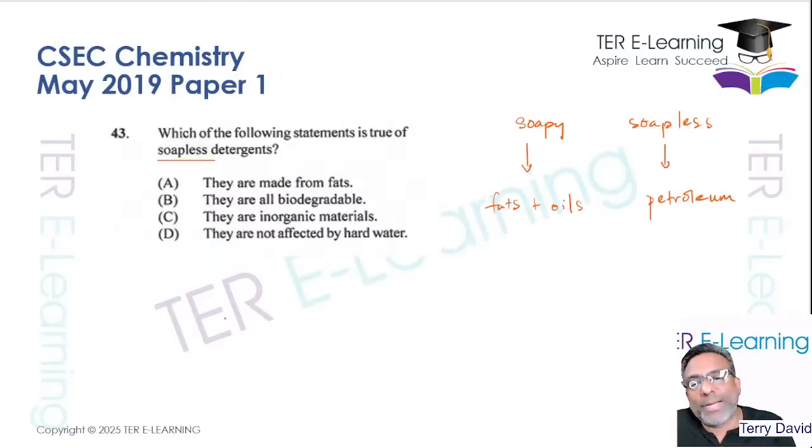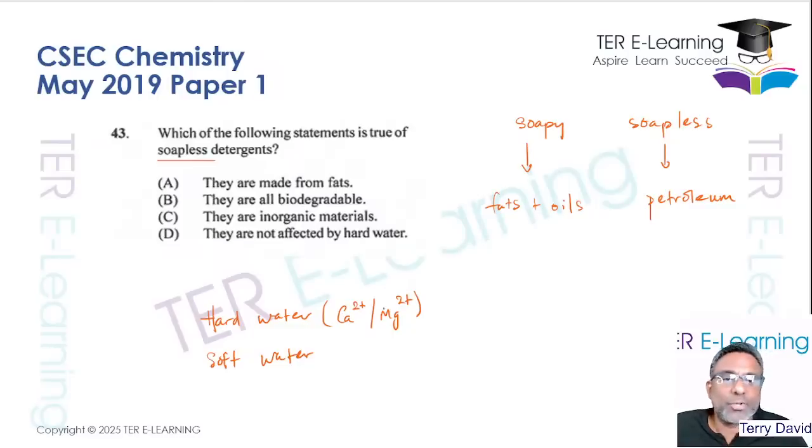Now, we have two kinds of water. We have what we call hard water, and we have something called soft water. The reason why water is usually hard is because of the presence of Ca2+ and Mg2+ ions. That is what makes water hard. Now, when we talk about hardness and softness of water, we take a soapy detergent and mix it with each of these.